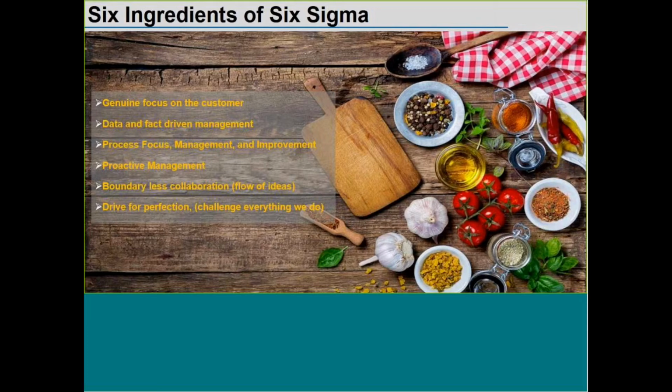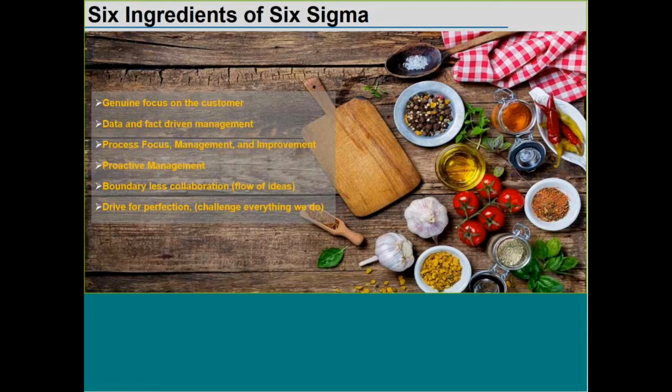Here are the 6 ingredients of Six Sigma. Again, genuine focus on the customer, right? Everything we're doing with a Six Sigma process improvement project is geared towards improving that customer value. Six Sigma makes fact-based decisions based on the data that they find within the process or data set. Six Sigma does focus on the process, but again, it's using that data to make decisions on where to implement the improvement steps.